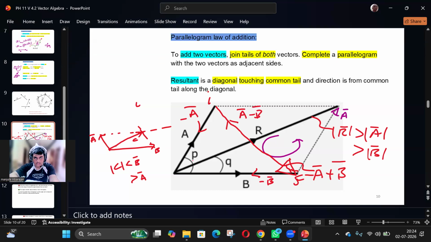Is that clear? Because in this second case, this is my initial point, I2, and this is my final point, F2. So to go from I2 to F2, I have to reverse B. A direction is fine. Is that clear? Yes, sir. Or should I explain again? That's okay, I understood.